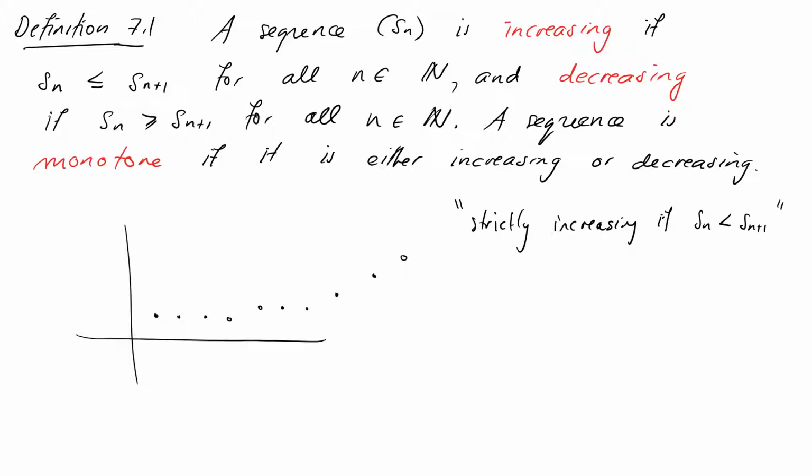Decreasing works the same way. We can have strictly decreasing if Sn is strictly greater than Sn plus 1. And the collective word for a sequence that is either increasing or decreasing, according to the softer sense, is monotone. So if we talk about a sequence being monotone, it means it's either increasing or it's decreasing. It's not a mixture of both, it is one or the other.